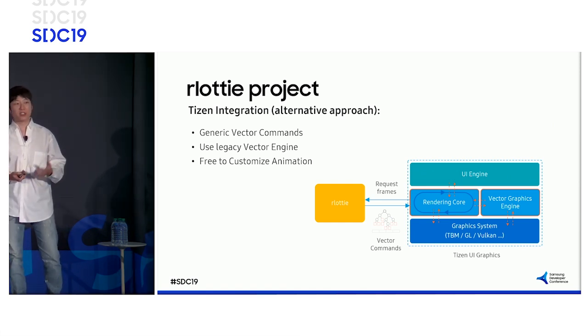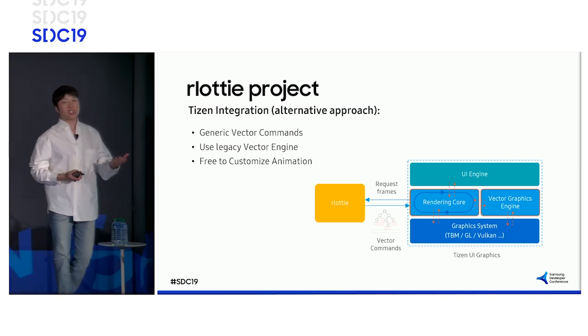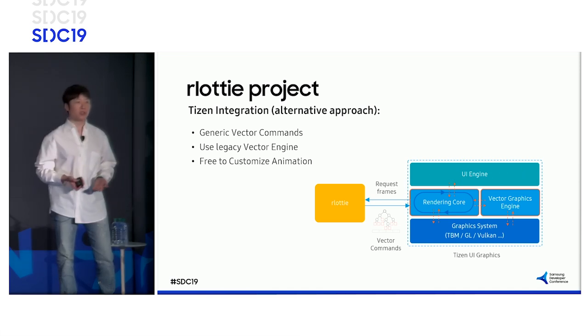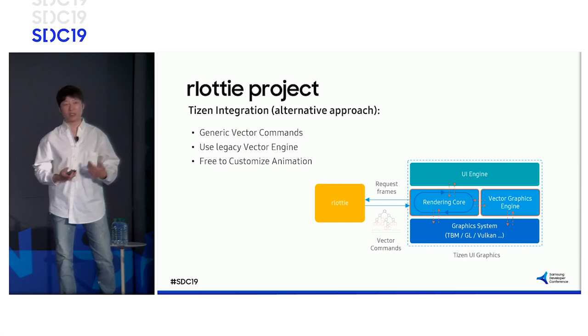Thus, rendering core gets the vector data of Lottie animation, then handles some rendering stuff internally, and then transfers them to the vector graphics engine to rasterize the Lottie animation frame images. The main purpose of this approach is that we benefit from the usable functions of the Tizen UI graphics system. Other than that, the UI engine can access a specific vector node or Lottie animation to change its properties through the rendering core.